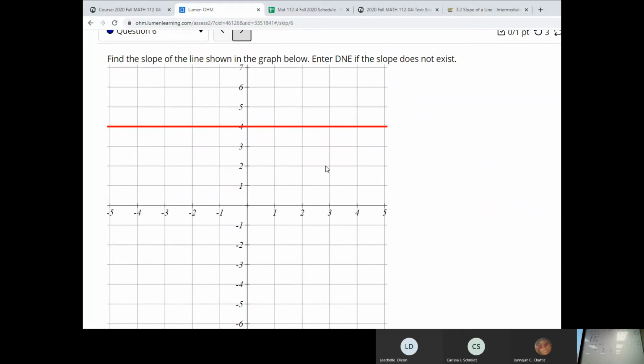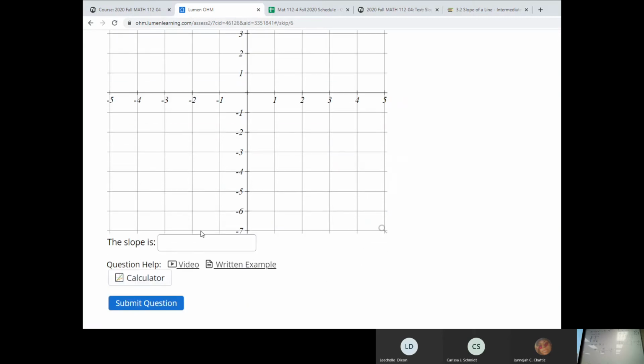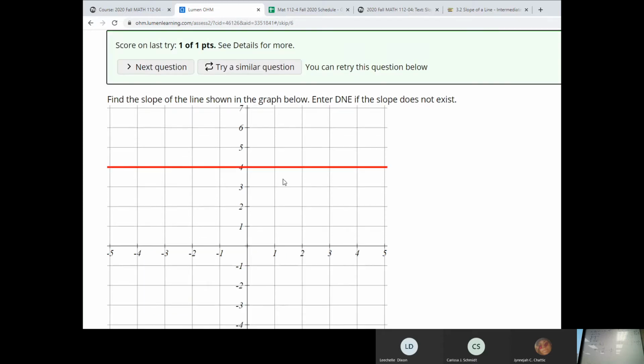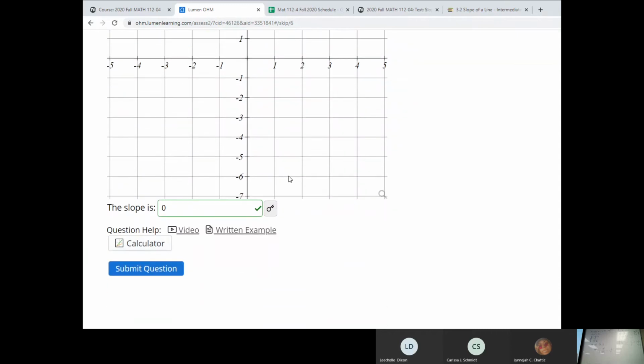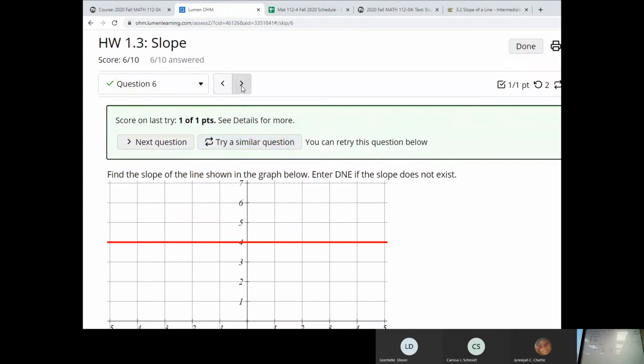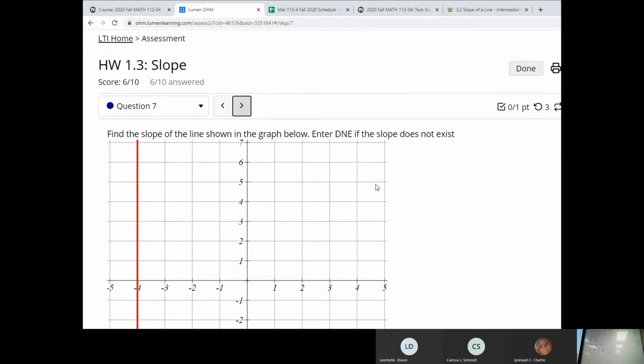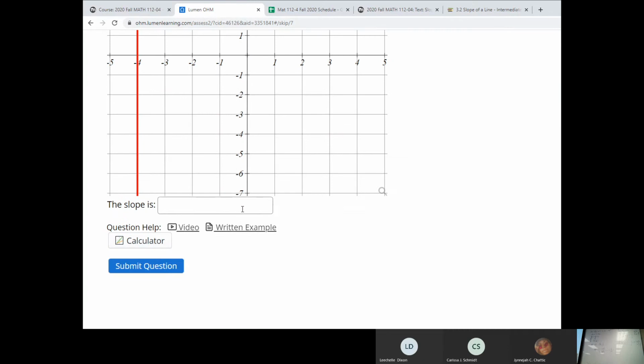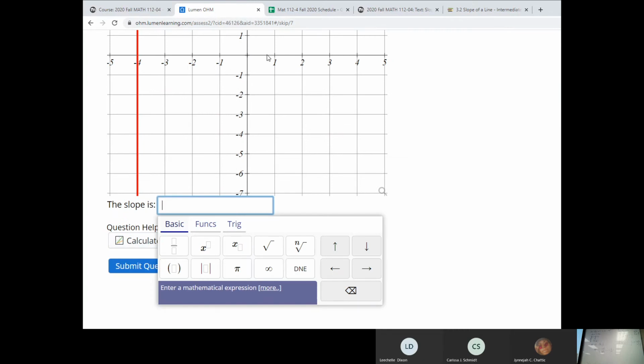Don't have to think on this one, right? What's my slope? 0. Horizontal line, right away, slope of 0. 0 and vertical lines jump right out at you. Vertical lines, slope does not exist. Horizontal lines, slope of 0. Oh, look at that. I already know the answer. Doesn't matter where it is on the graph, any vertical line has a non-existent slope.